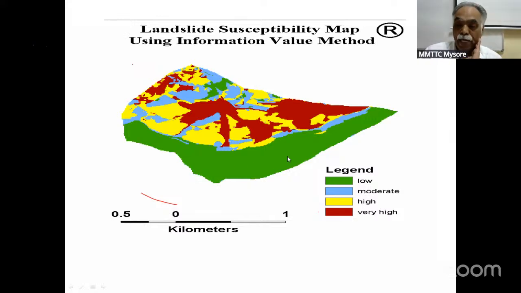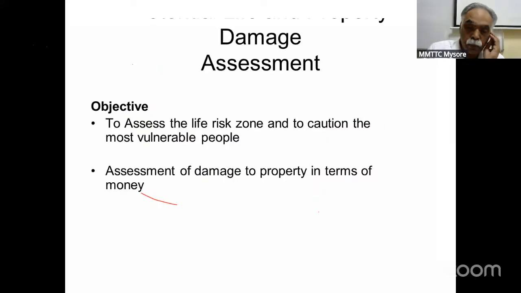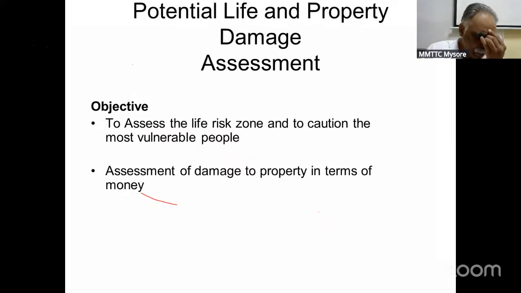Anytime there can be a landslide and it will result in a big disaster, and people may lose life as well as property. That is one aspect of the study. Where exactly will it happen? What is the magnitude? What will be the level of property loss? That can also be studied through remote sensing and GIS technology. So what is the objective we have fixed? To assess the life risk zone and to caution the most vulnerable people.